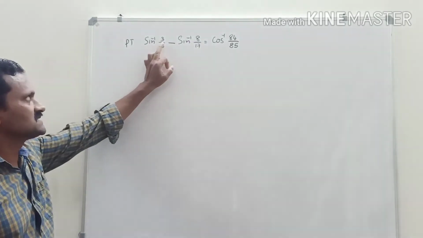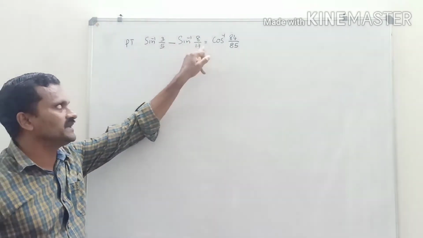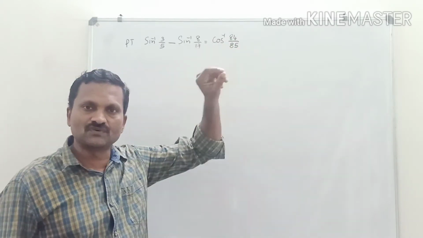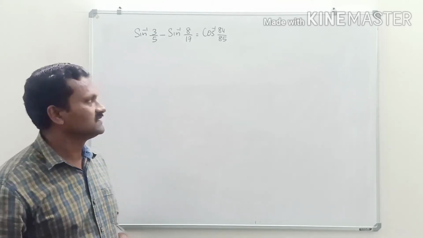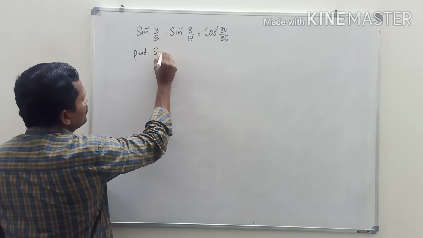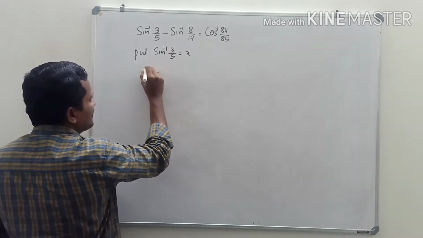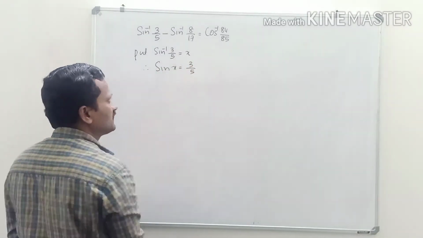Prove that sine inverse 3 by 5 minus sine inverse 8 by 17 equal to cos inverse 84 by 85. Let's see the answer. First we put sine inverse 3 by 5 equal to x. Therefore, sine x equal to 3 by 5.